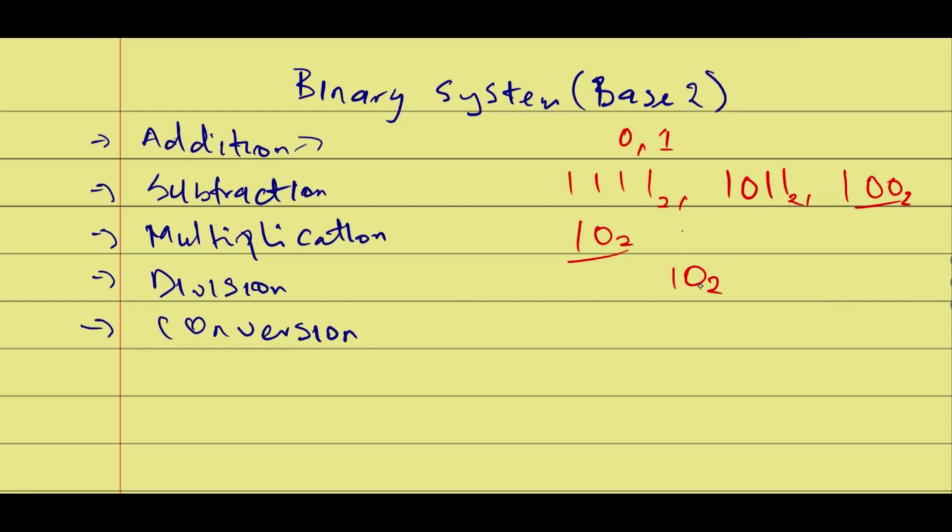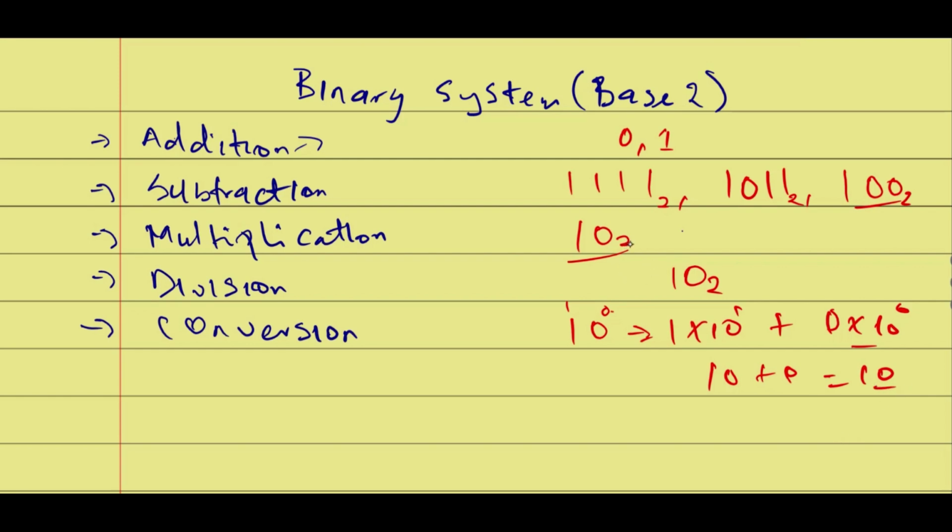Let's explain why. If you write 10 like this, it means base 10. Since it's base 10, everything is a power of 10. So we have 1 times 10 to the power of 1 plus 0 times 10 to the power of 0. So this will be 0 and this will be 10. So we have 10 plus 0, which is still equal to 10. So this is 10 in base 10.